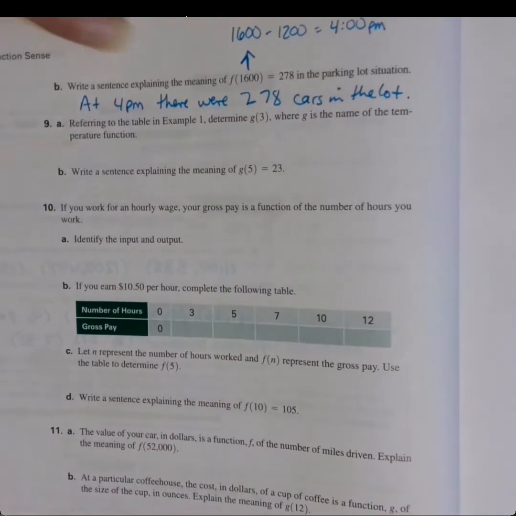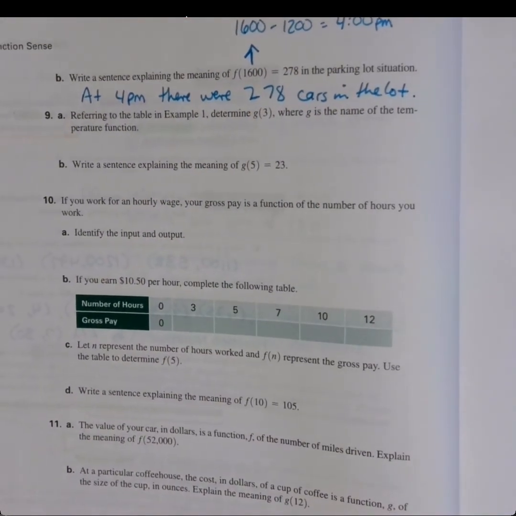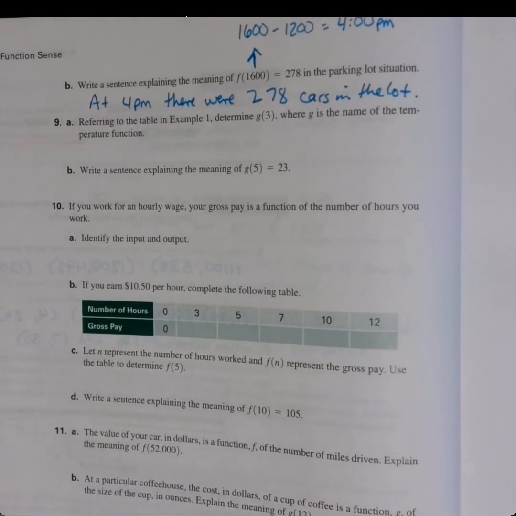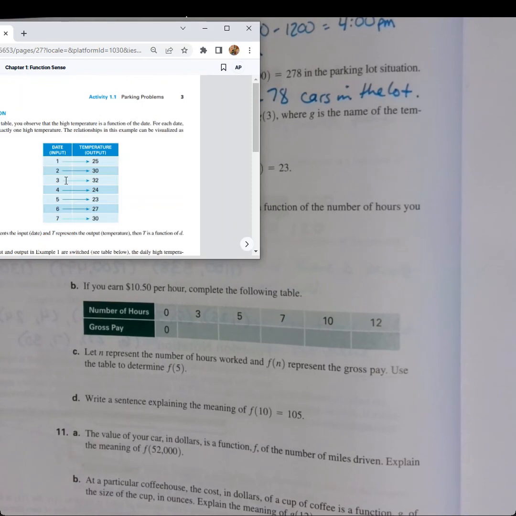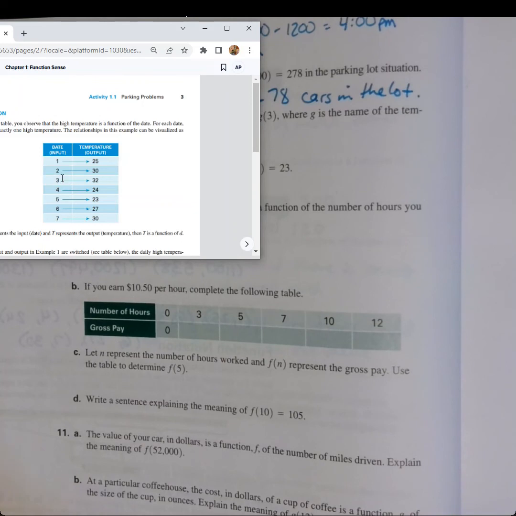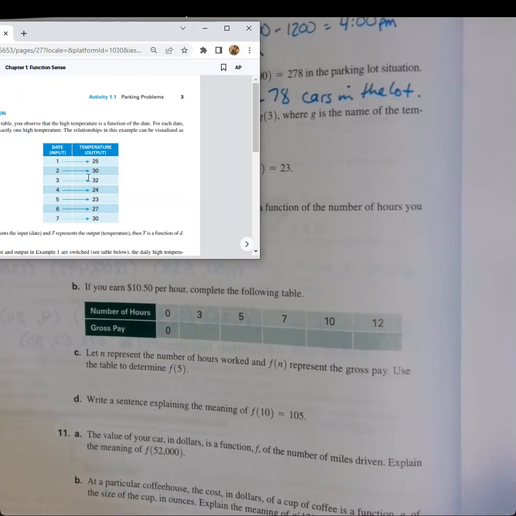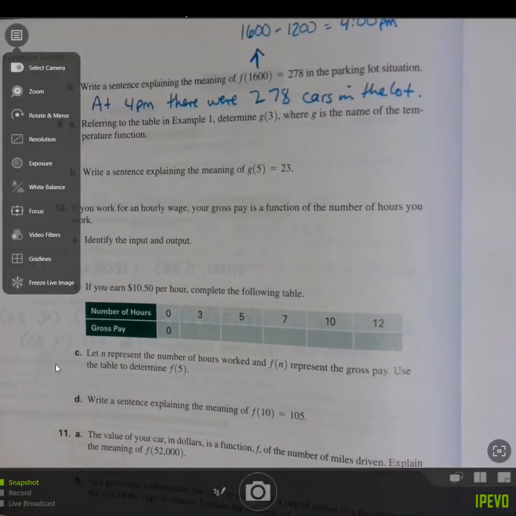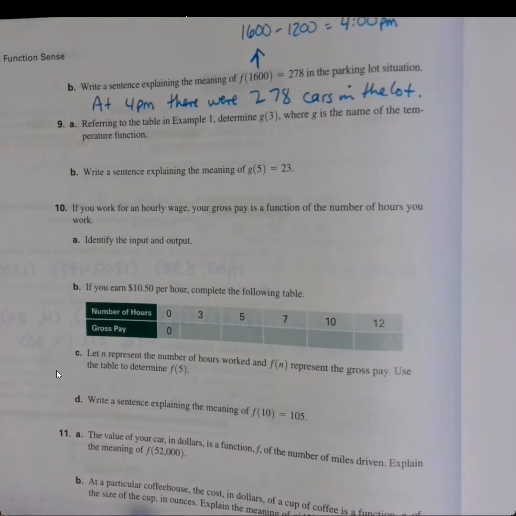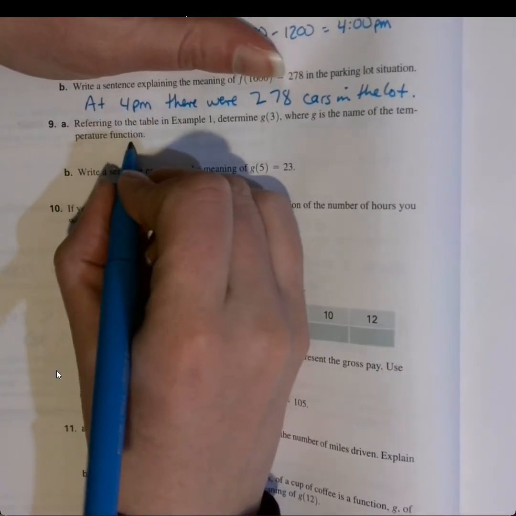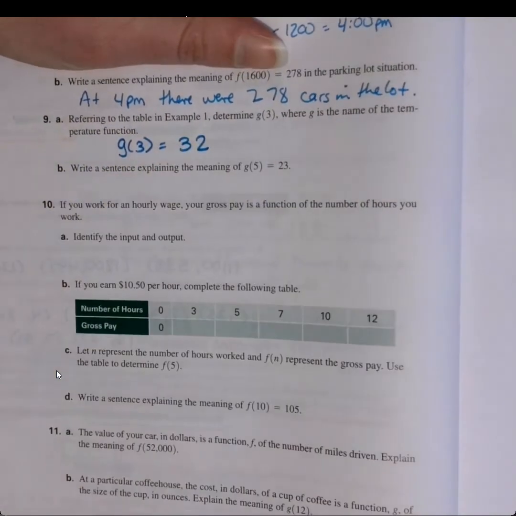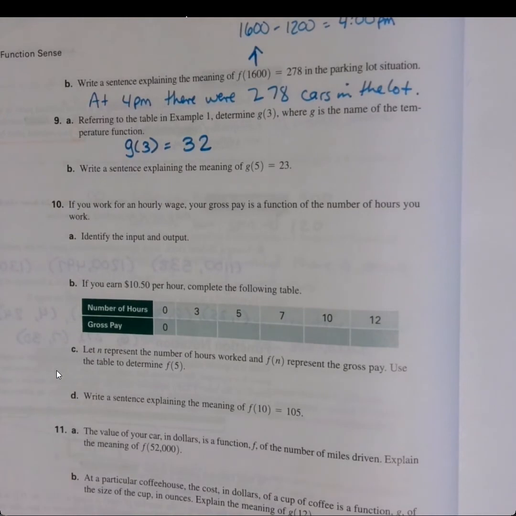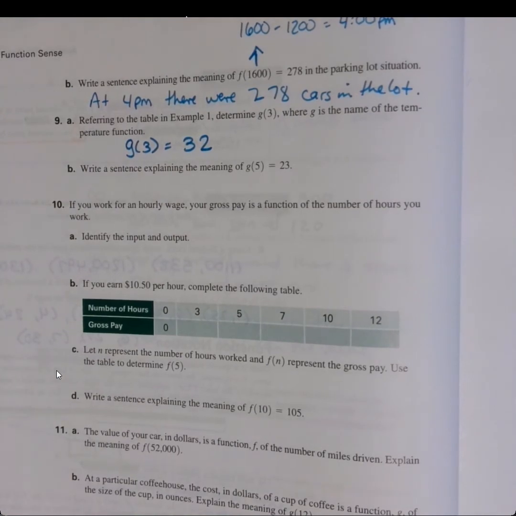Referring to the table in example 1, determine g of 3, where g is the name of the temperature function. If this is my g function, 3 is the input. So once we determine g of 3, it means what is the output for g of 3? It is 32. So we can say that g of 3 equals 32. We're just reading the numeric function to determine the output for the input of 3.